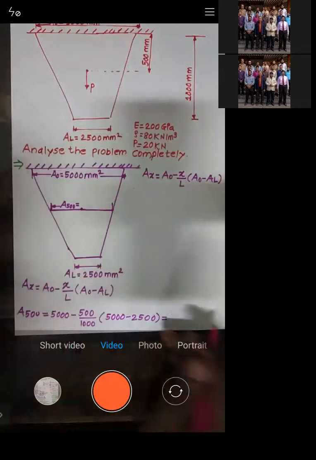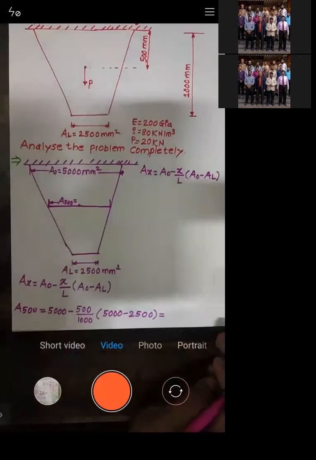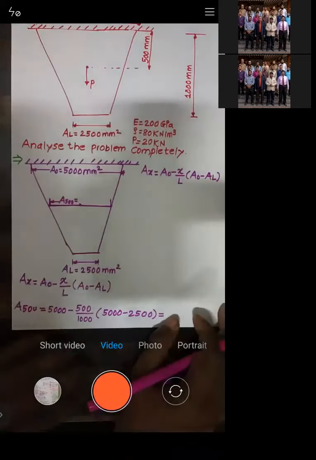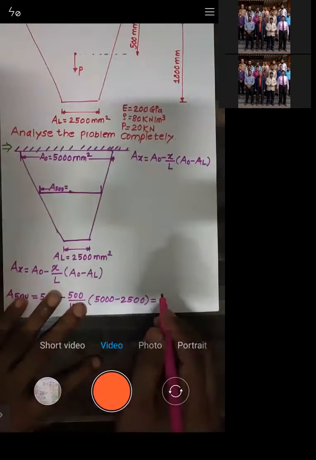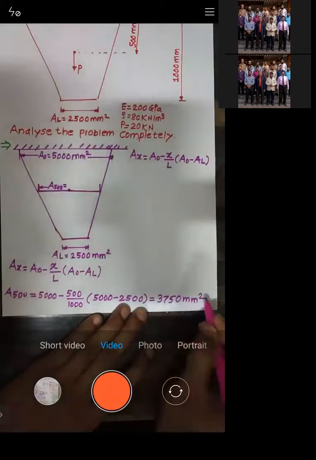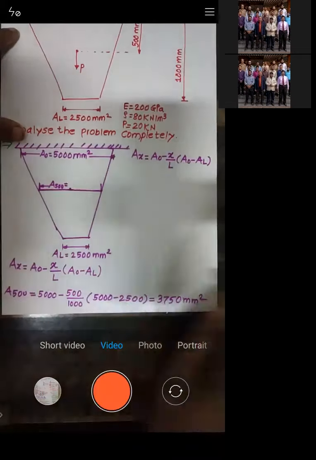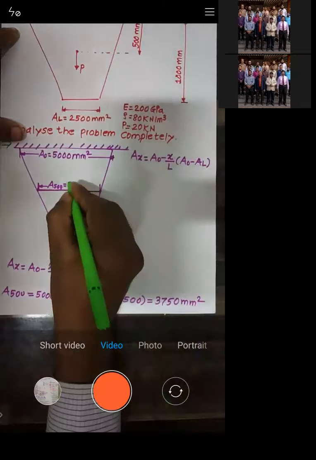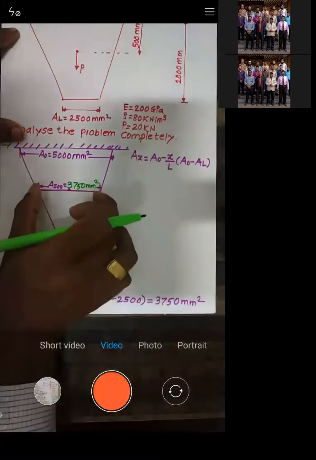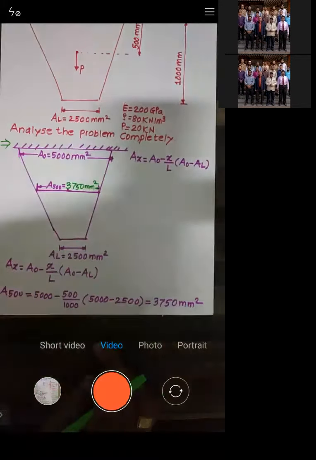Let me see how much value we are getting. This value is coming as 3750 mm square. So this is the value we got for the area at a distance 500: 3750 mm square. So we got the area at this particular section, that is 3750 mm square.